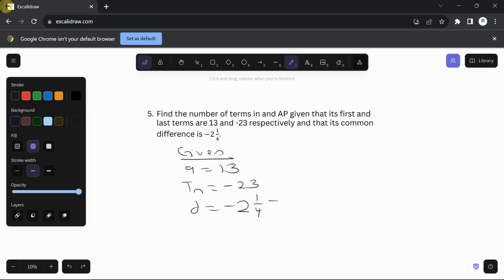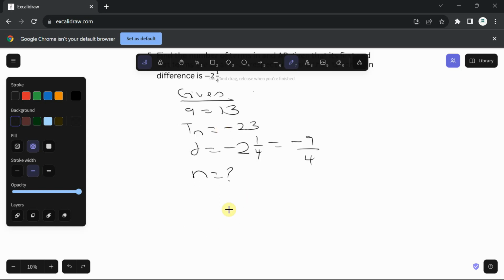If you remember what we did when we were talking about fractions and decimals, we can convert this to an improper fraction. That will be 4 times 2, which is 8, plus 1, which is 9. So that will be minus 9 over 4, right? So what are we trying to find? We're trying to find n. So n is the question mark.